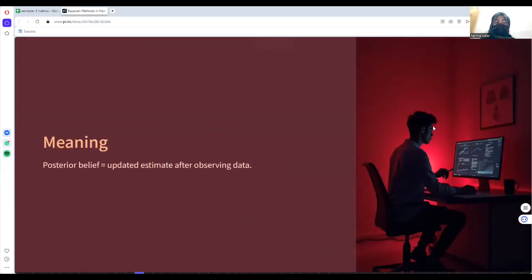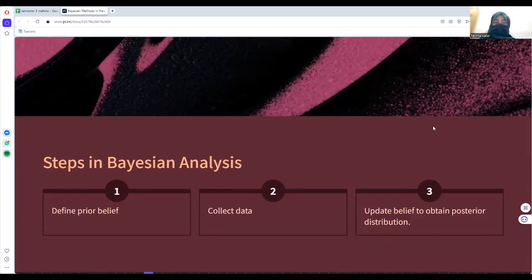What is the meaning of posterior belief? Posterior belief is the updated estimate after observing data. Suppose these are the steps in that analysis: define the prior belief, collect the data, and update the belief to obtain the posterior distribution. The posterior distribution is, as we studied, the prior times the likelihood. So these are the steps in Bayesian analysis: first we have a prior belief, then we collect data, and then we update our belief to obtain the posterior distribution.